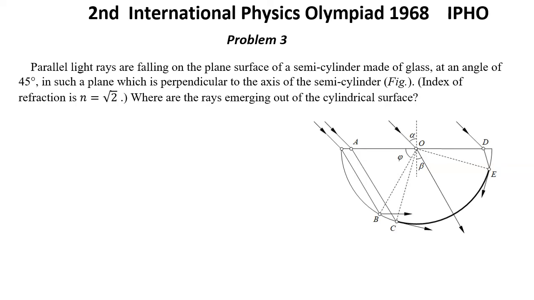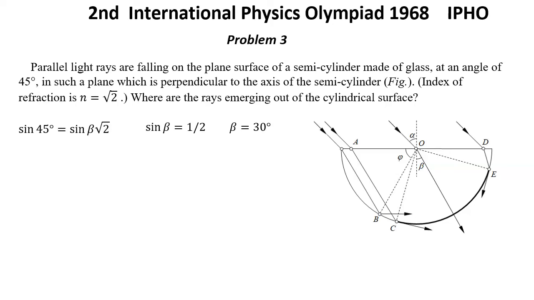Solution for problem number 3. Let us use angle phi to describe the position of the rays in the glass. According to the law of refraction, we have sine 45 degrees equal sine beta multiplied by square root of 2, which gives us sine beta equal 1 over 2 and beta equal 30 degrees. The refracted angle is 30 degrees for all of the incoming rays.